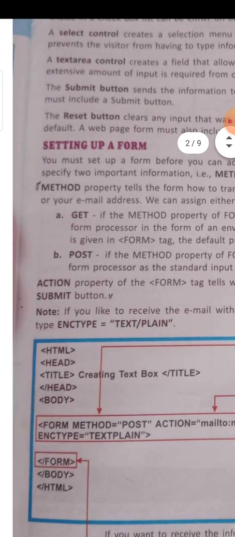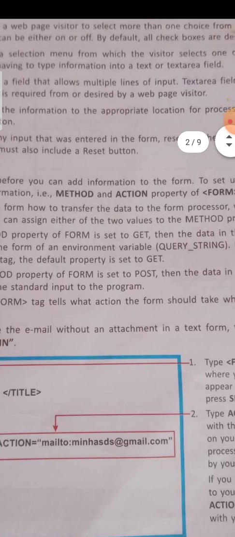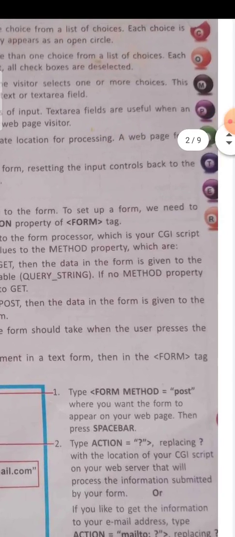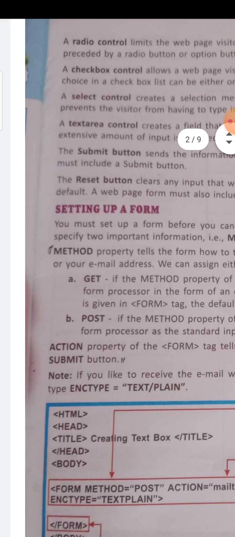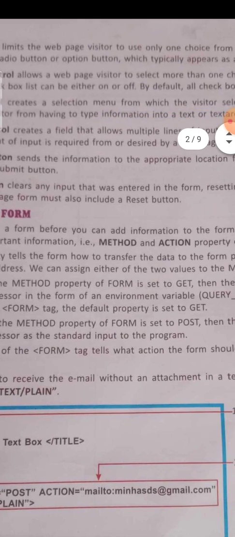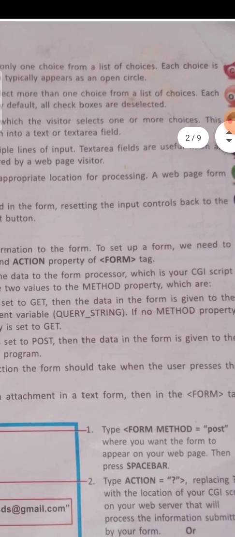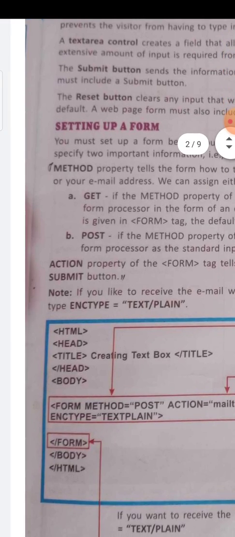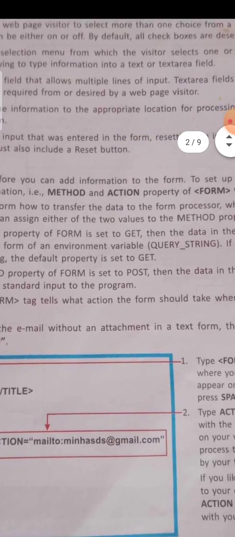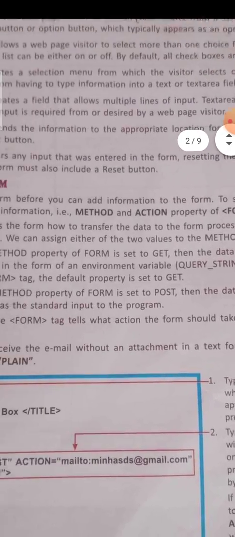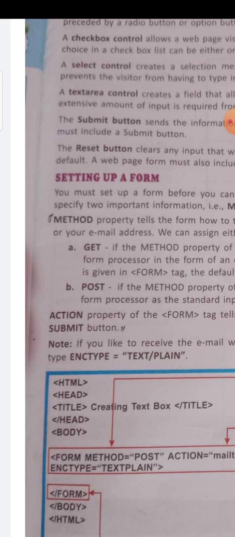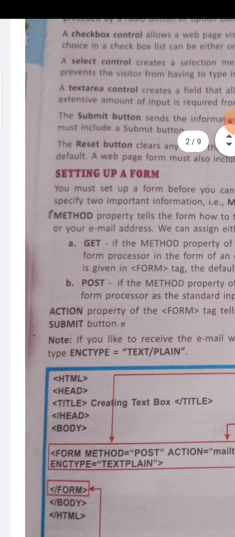Next is action. The action property of the form tag tells what action the form should take when the user presses the submit button. Finally the user presses the submit button, and only after that is the user able to submit the data. So the action property tells what action should be taken after the user presses the submit button. If you would like to receive the email without an attachment in a text form, then in the form tag type enctype equal to text/plain. That is very important.